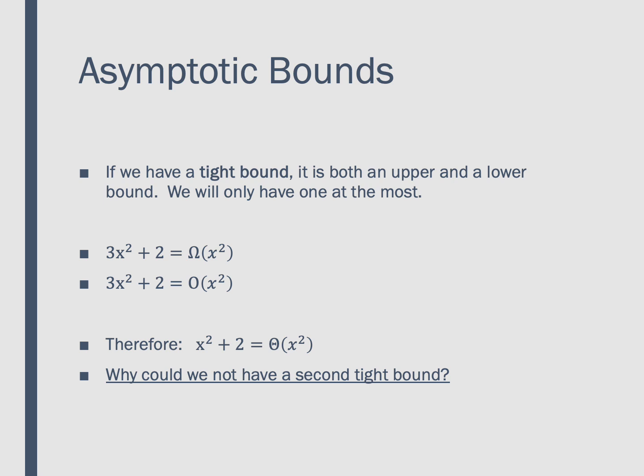So let's reflect on this question: why could we not have a second tight bound? The reason is that the growth rate of a function is unique. Once we determine the tight bound, it fully describes the function's growth behavior, and there's no room for another bound of the same precision.